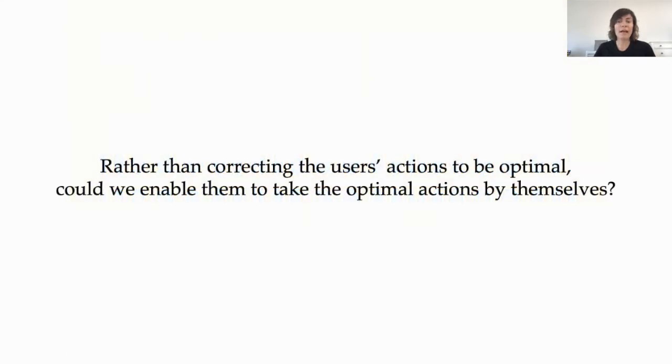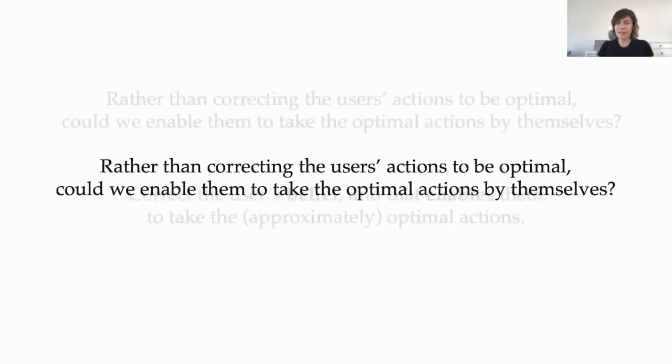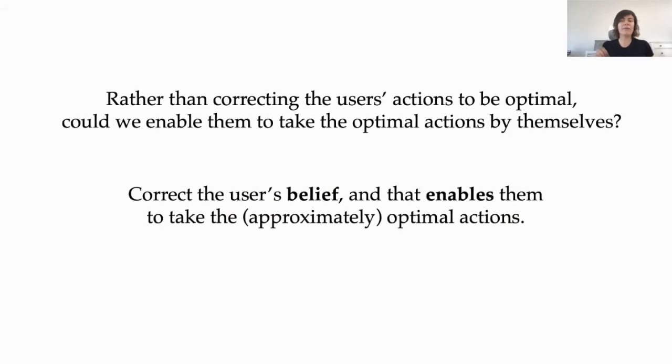So if we want them to take better, closer to optimal actions, if we want them to command better actions, then our idea is that instead of correcting their actions, we should see if we can correct their belief, as that in turn enables them to make better decisions and therefore to take better actions. Now, we can't just incept the belief into the user's head, but what we can alter in a lot of tasks, in a lot of cases, is the observations that they receive.